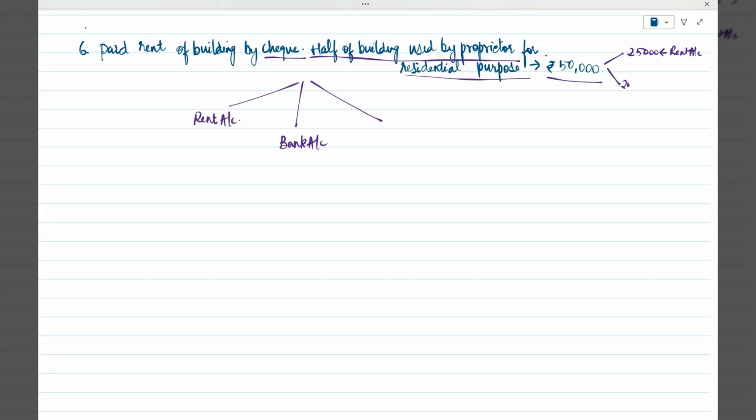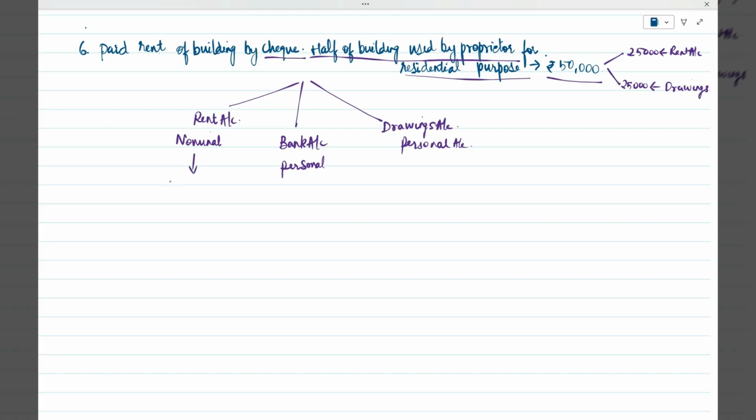So the balance 25,000 would go as part of drawings, like how when the owner withdraws any amount for personal use, this will also be a form of personal use. So it is a drawings account. So the third leg of account that is involved is drawings account. Now let us see. Rent account is a nominal account. What is bank account? Bank account is a personal account. Drawings account is also a personal account. So we got to the second step, that is identifying the nature of the account.